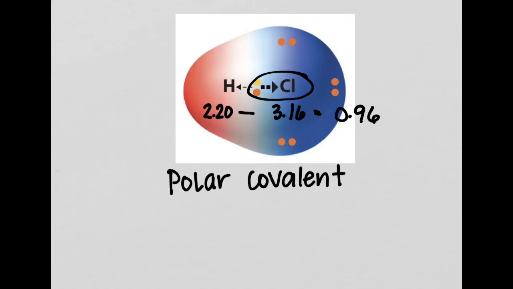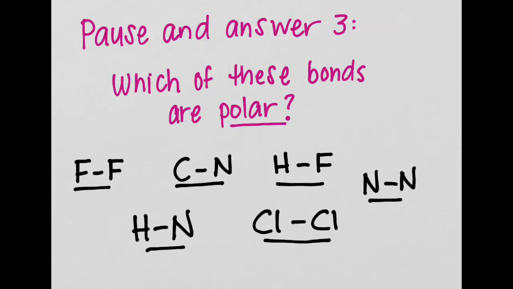All right, so that's the example. The next thing I want you to do is one of the pause and answer type questions. I'm going to have you classify which of the given bonds are polar. These will be in the form for you too, but what I want to know is which of these bonds are polar. I have a fluorine-fluorine bond, a carbon-nitrogen bond, a hydrogen-fluorine bond, a nitrogen-nitrogen bond, a chlorine-chlorine bond, and a hydrogen-nitrogen bond. You'll just check off the check boxes for the appropriate ones. Go ahead and pause and take care of that now.